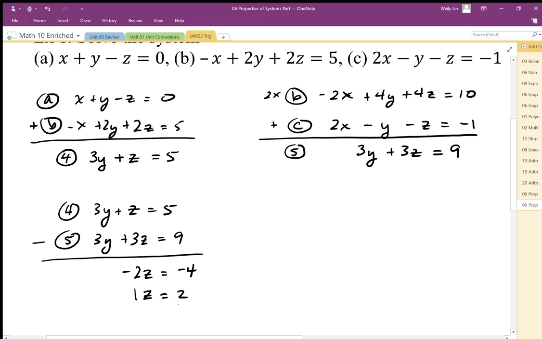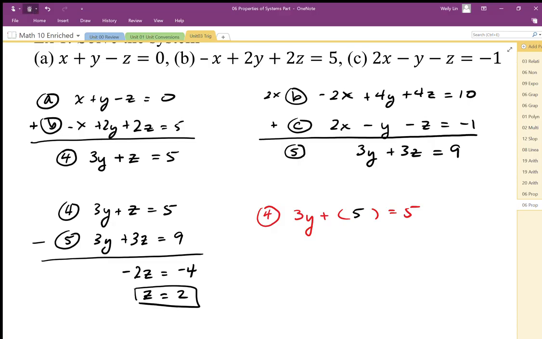Once I've solved for z, I can solve this 2 by 2 system for y by substituting back in. I can either choose equation 4 or 5. I'm going to choose equation 4 here, and I'm going to substitute in the z that I solved for. So 3y plus z equals 5. Plugging in my z value, I can rearrange this and solve for y. So 3y is equal to 0. So I get y is equal to 0.